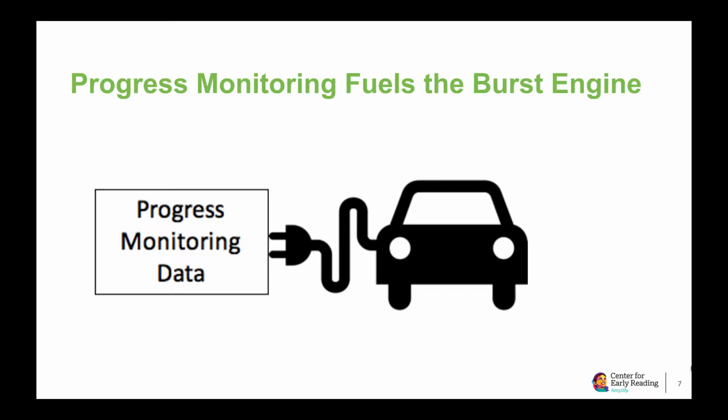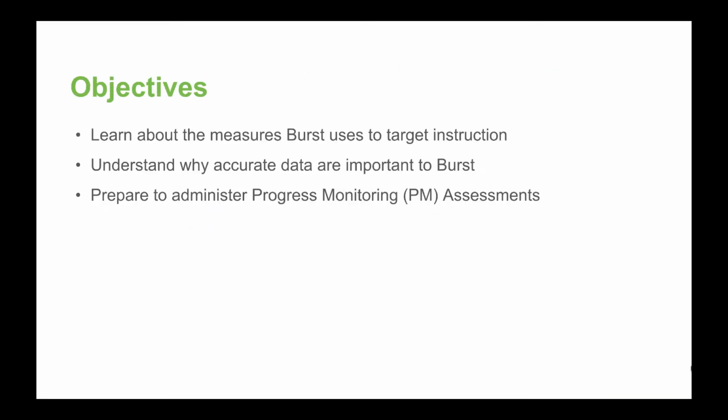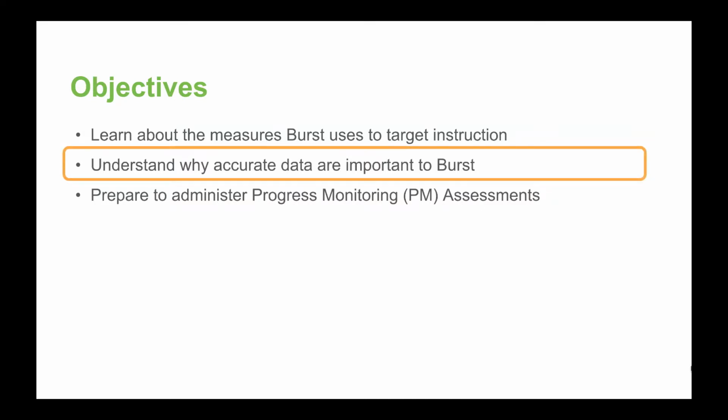Progress monitoring data fuels the Burst engine. When you progress monitor accurately and consistently, you ensure that Burst lessons are most strategically aligned to the skills that students need. The progress monitoring data tell us what gains students are making and where they need additional support. Now that you know how Burst uses progress monitoring data to target its lessons, let's take a closer look at how scoring accurately is crucial to generating the right lessons for each group.